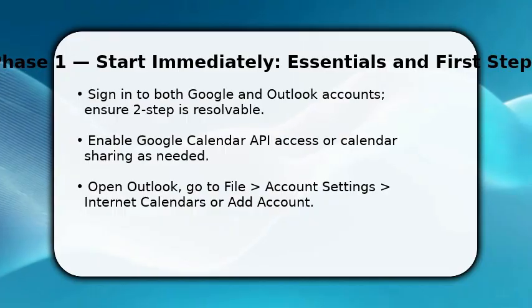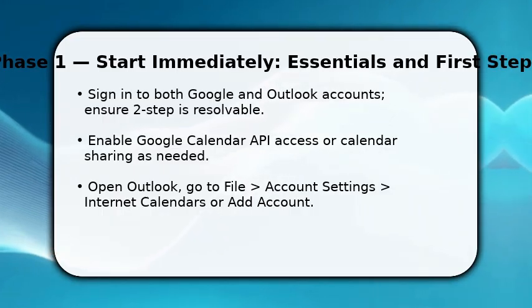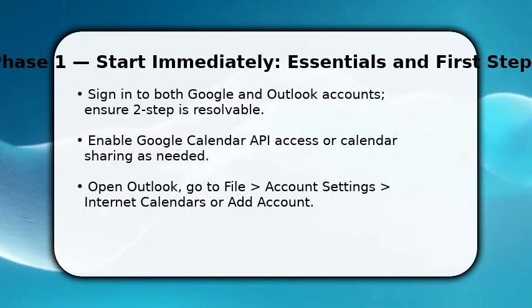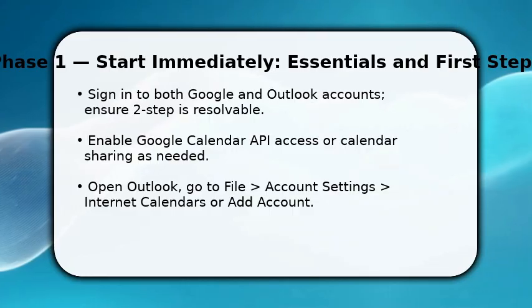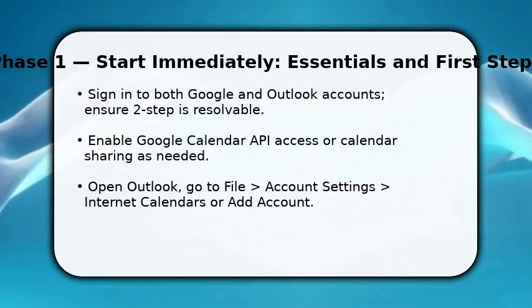You start by confirming accounts and permissions. Sign into Google and Outlook and make sure two-step verification won't block access. Once done, enable calendar sharing or API access in Google so Outlook can fetch events. This is why you need proper access. Without it, sync fails. Now open Outlook, navigate to Account Settings, and choose Internet Calendars or Add Account. This is your first actionable step toward linking calendars, so don't skip entering credentials when prompted.